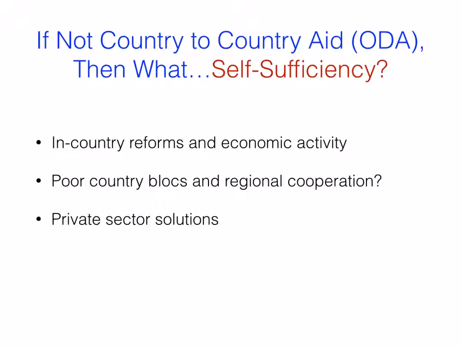And as you do so, I want you to think briefly about what it would mean to get rid of country-to-country aid, official development assistance. What if we did away with the whole foreign aid regime and instead turned to a model of self sufficiency for poor countries, which is what a lot of aid critics advocate. And you'll see that especially in the Dambisa Moyo sections of your videos. Self sufficiency generally has come to mean in-country reforms and increased economic activity, poor countries banding together in blocs and regional cooperatives, and private sector solutions.